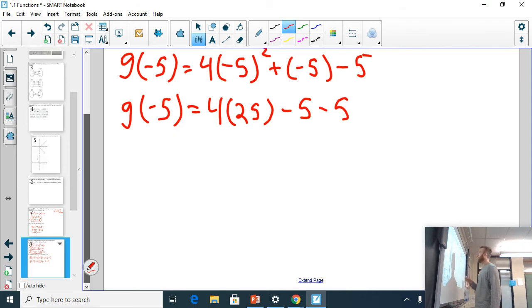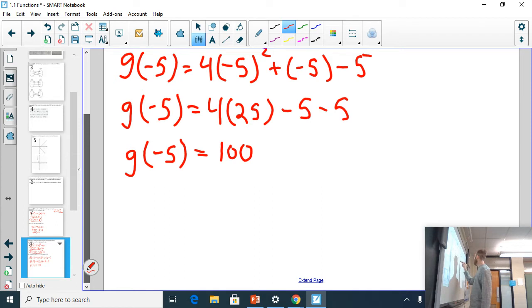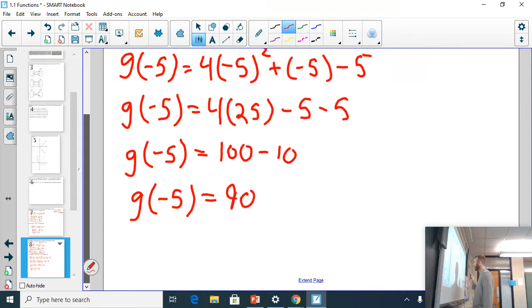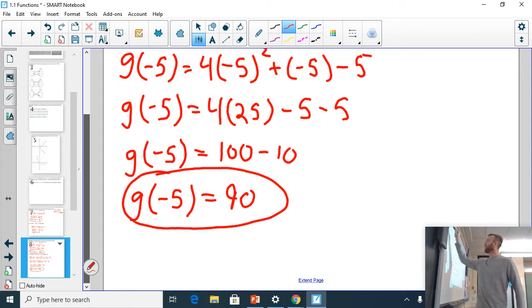Now we can continue. So g of negative 5 equals 4 times 25. We can think quarters: 4 quarters is $1, so 100. Minus 5 minus 5 is the same thing as minus 10. So g of negative 5 equals 90, or 100 minus 10. And that would be our answer.